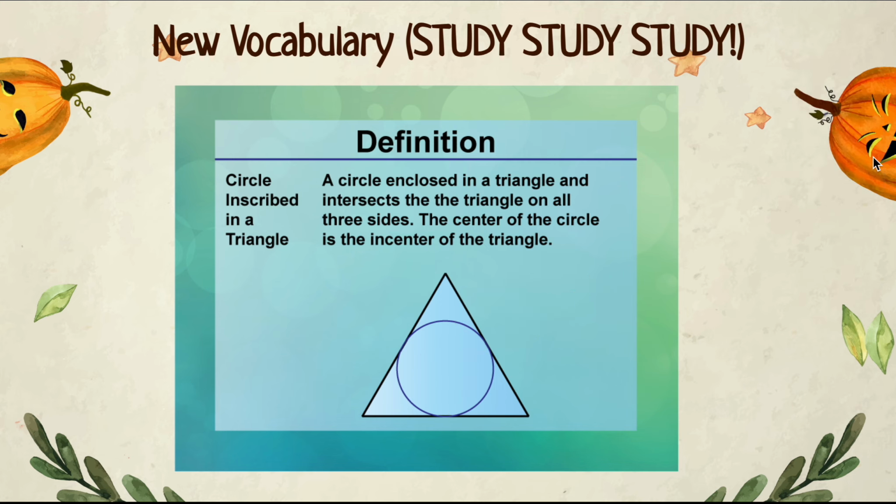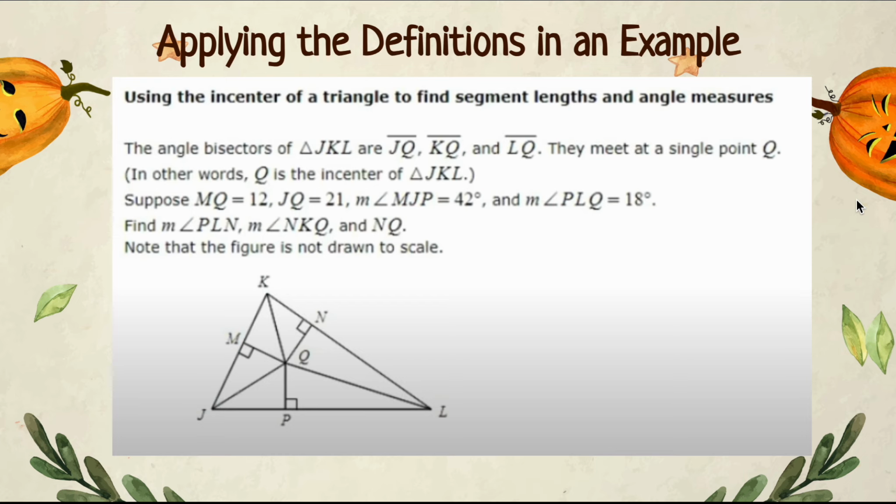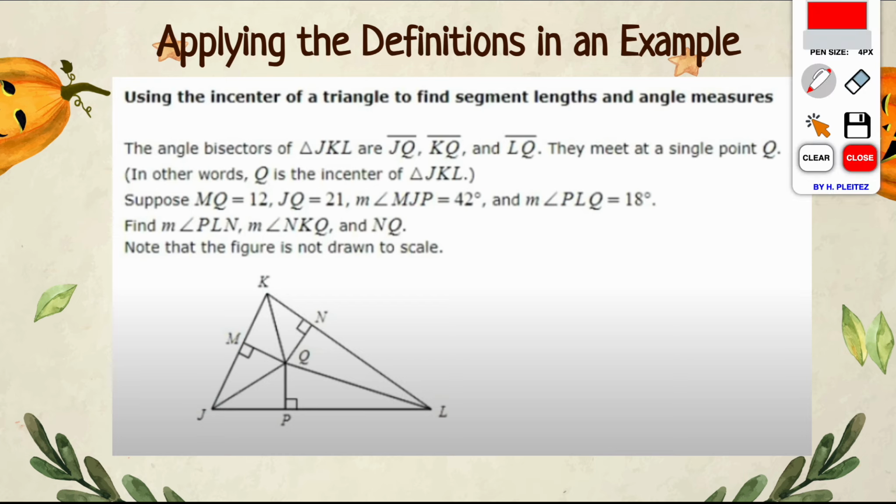All right, so let's get into applying some of these definitions into our question. It says the angle bisectors of triangle JKL are JQ, which is here, KQ, which is here, and LQ, which is here. It says they meet at a single point Q, so we know that point Q is the incenter. And I'm going to cross out these side lengths. We're not going to deal with the side lengths right now. We're only going to deal with the angles.